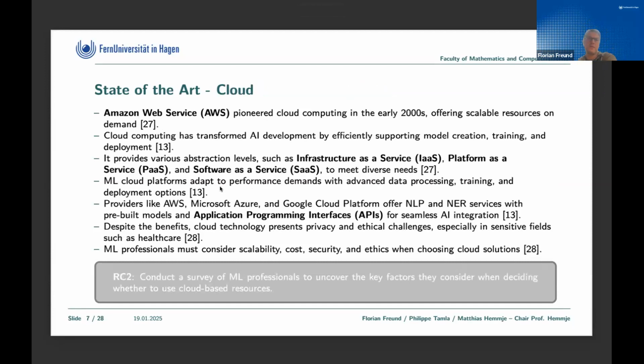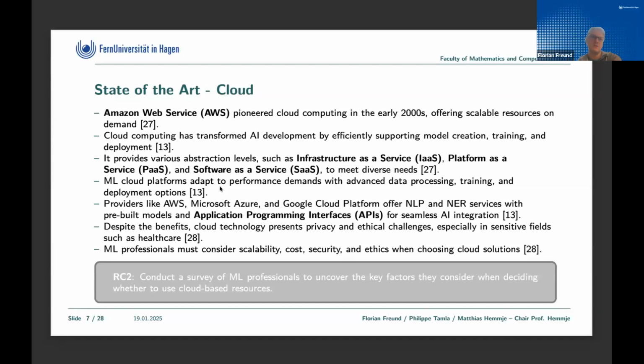Then another related topic is cloud computing, because training machine learning models requires a huge amount of compute resources, and the cloud may be a solution for that, because you can dynamically book such resources and use them. AWS, Amazon Web Services, pioneered cloud computing in the early 2000s and offered scalable resources on demand.